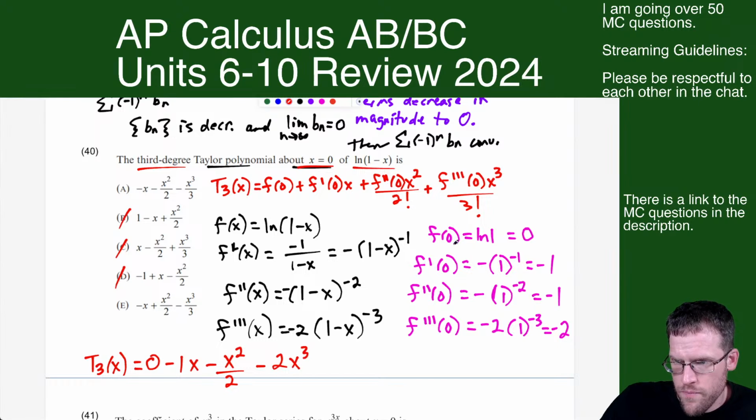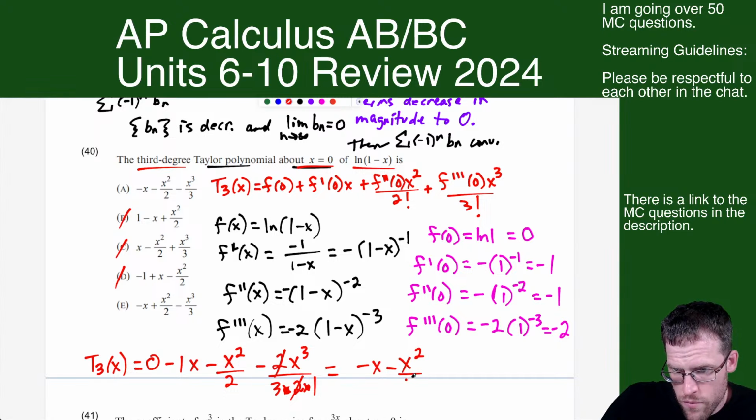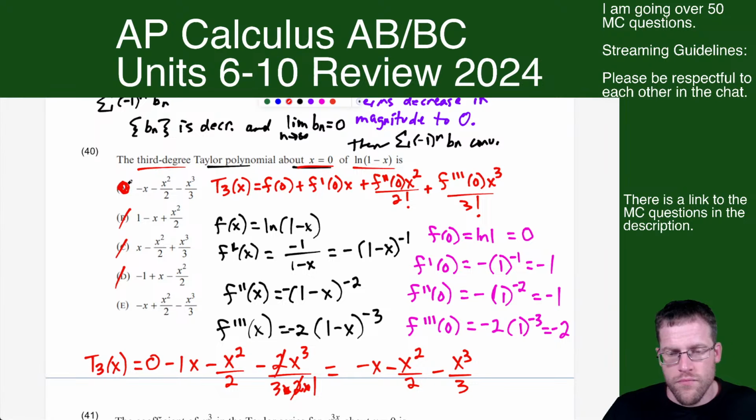X to the third over 3 factorial is 3 times 2 times 1. I'll put a times like this so they don't look like x's. 2 over 2 cancels, so the whole thing simplified is minus x squared over 2 minus x to the third over 3. And that matches A. Okay, E alternates, so it doesn't alternate. All right, so that's question 40.